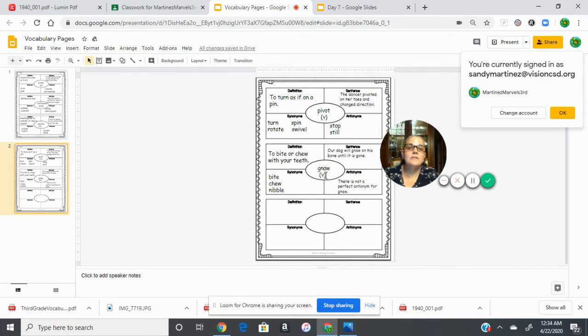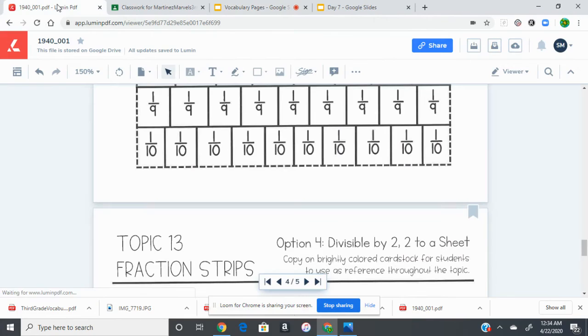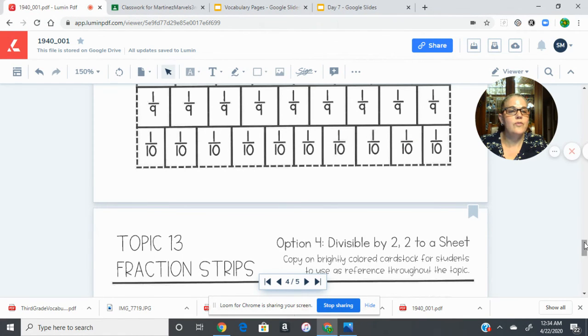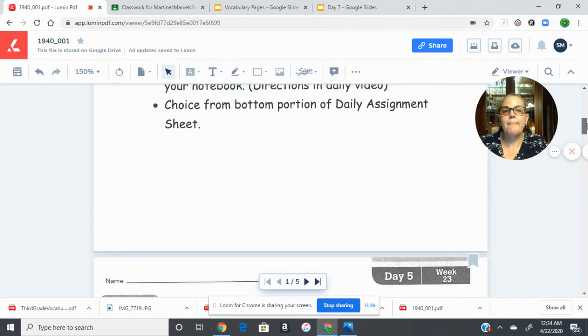And then our last word is gnaw. It's a verb, to bite or chew with your teeth. So words that are similar: bite, chew, nibble. There are no perfect antonyms for gnaw. Our sentence: our dog will gnaw on his bone until it is gone. All right. So that should take us back to square one.